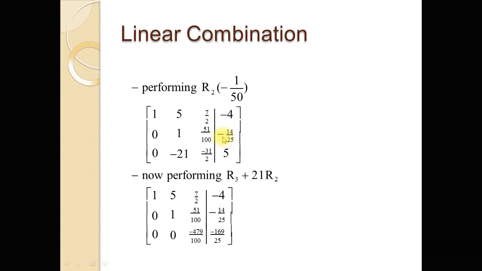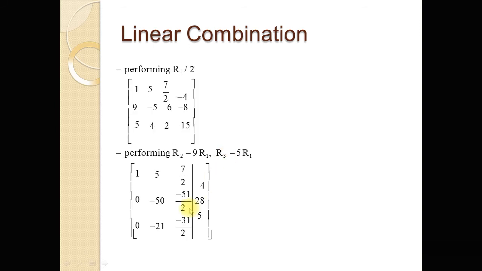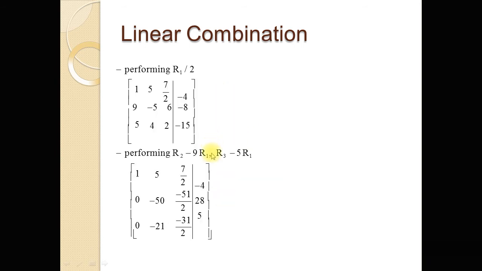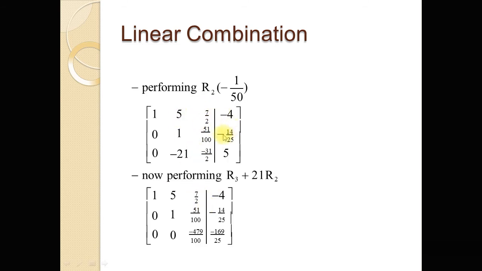and in this position we obtain -14/25. And the third row is 0, -21, -31/2, 5. So you see over here, after multiplying the second row by -1/50, we obtain this position.